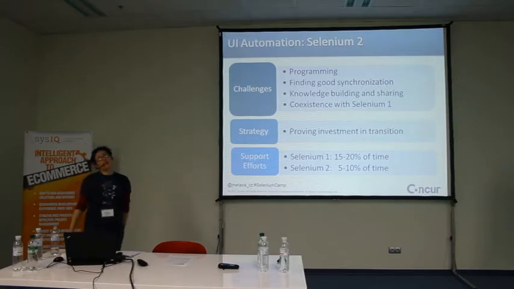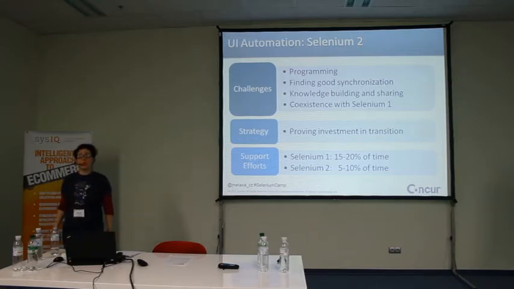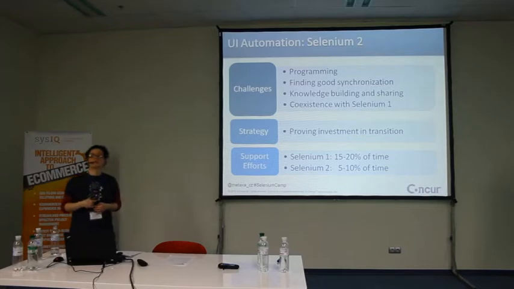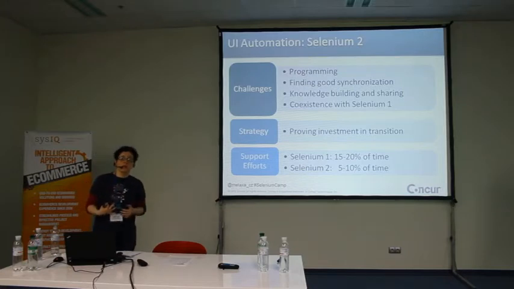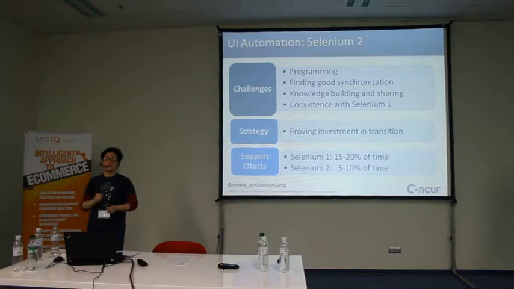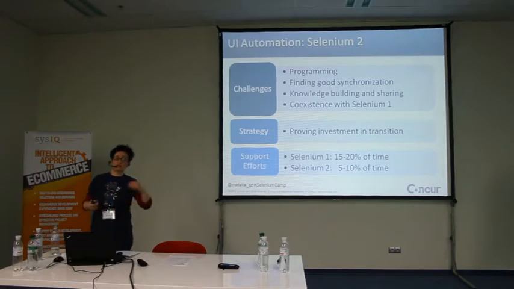Part of the challenge and part of the strategy is coexistence with Selenium 1 and proven investment in the transition. As a team, we have to provide results all the time. So our top management will not allow us to do the transition without any physical delivery. That is why the transition was slow, because we still have to maintain Selenium 1 and Selenium 2 and do development on both systems.